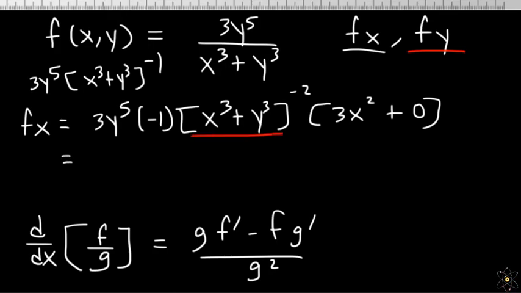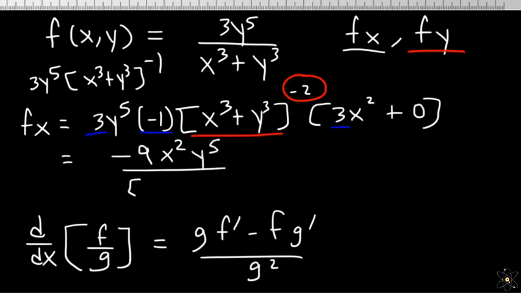So this is going to go to the bottom, making this exponent positive, and everything else will stay on top. So we got 3 times 3, which is 9, plus a negative sign. So it's negative 9 x squared y to the 5th divided by x cubed plus y cubed squared. So that's the first derivative with respect to x.